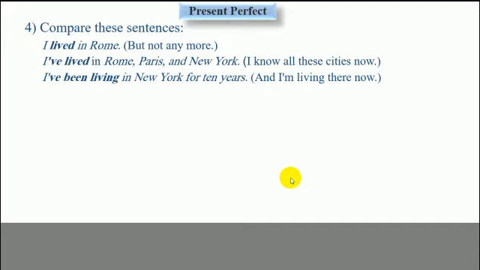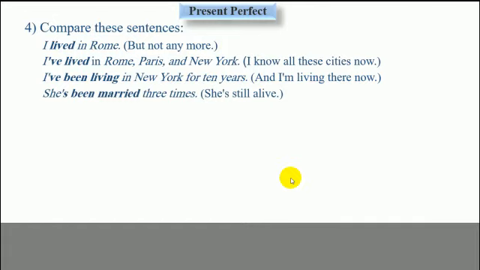I've been living in New York for 10 years. I have been living in New York for 10 years and I'm living there now. So my living started in the past and is still going until now. So I'm living there now.